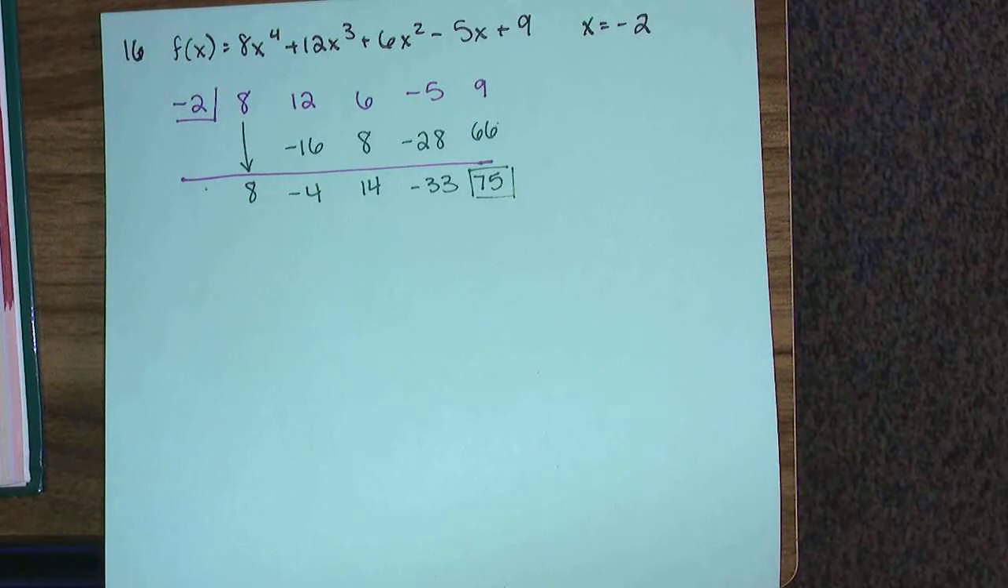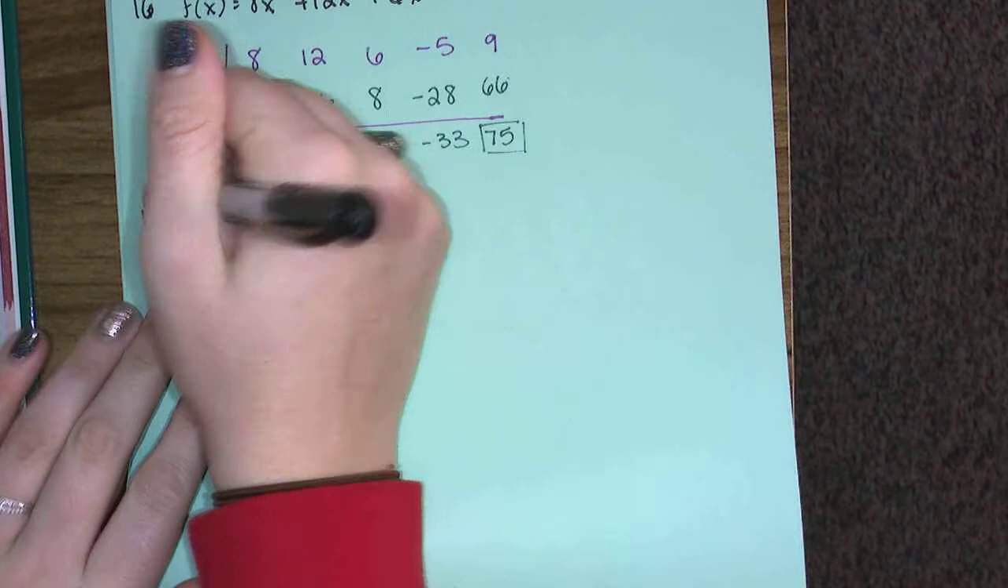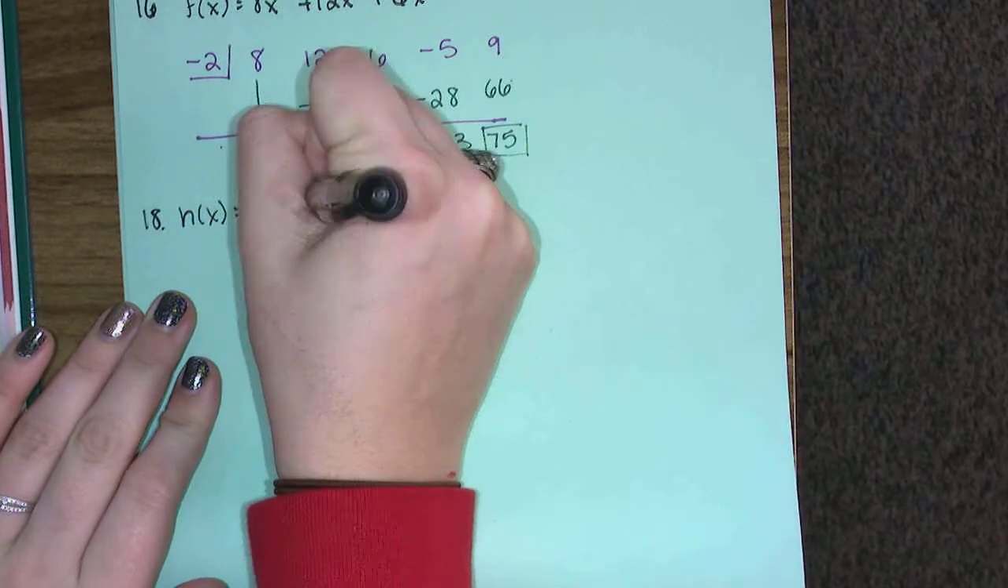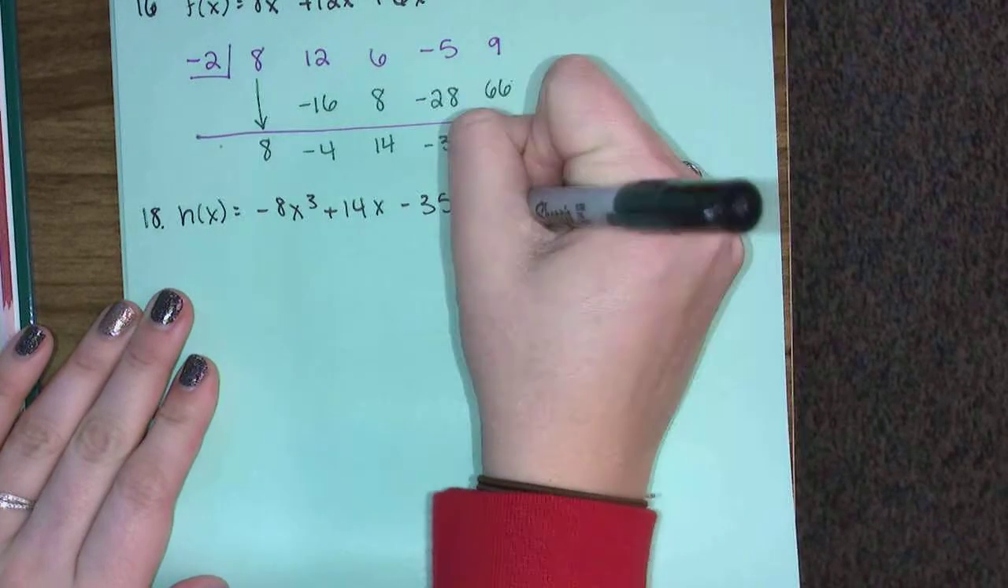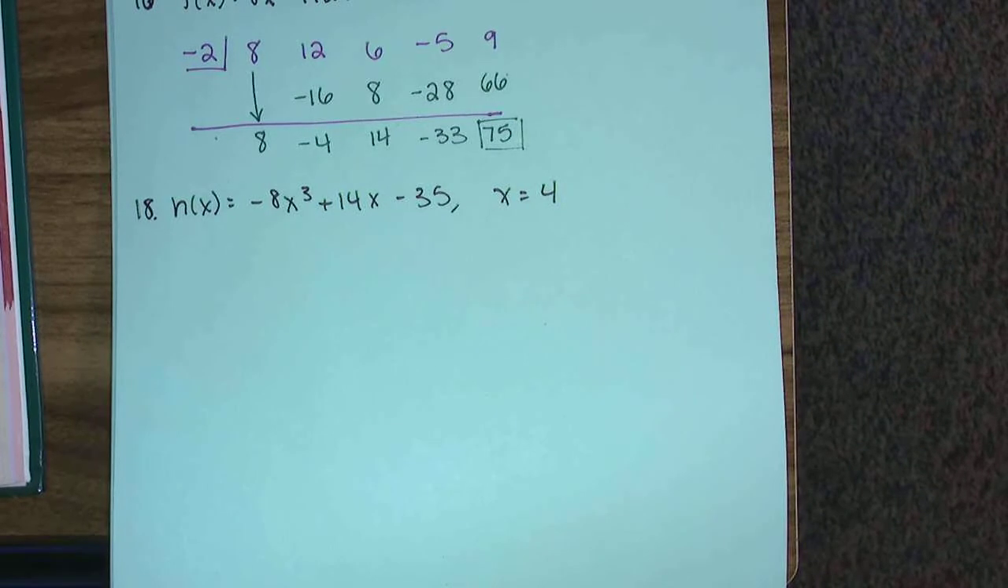All right. 18. H of x is equal to negative 8x cubed plus 14x minus 35. X is equal to 4. Alright, so first thing, am I missing any terms? Okay, I'm missing the x squared term.